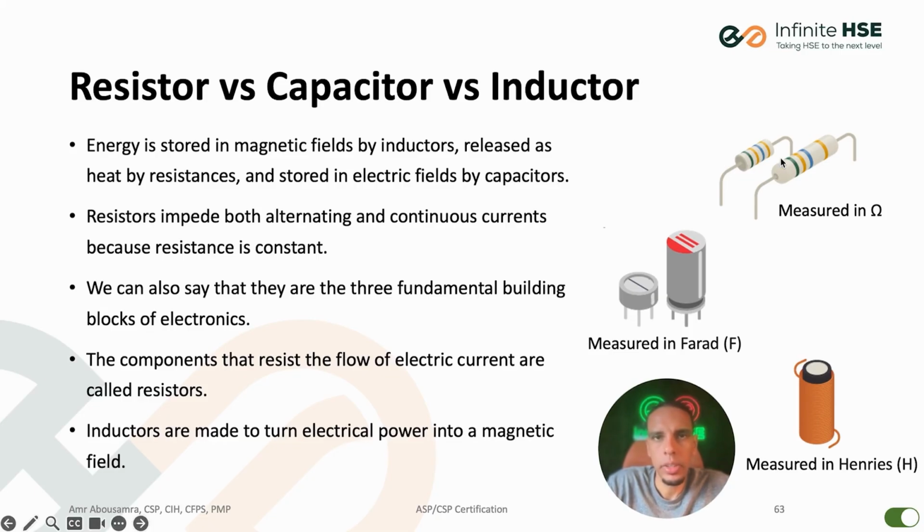The resistor, as we explained before, resists the current flowing through the wires. As for the capacitor and the inductor, they both store energy. The capacitor stores it in the electric field, and one of the functions of the inductor is that it converts electrical energy into a magnetic field. So these are the differences between them in a nutshell. The resistor resists the current flowing, the capacitor stores energy in the electric field, and the inductor stores energy in the magnetic field.